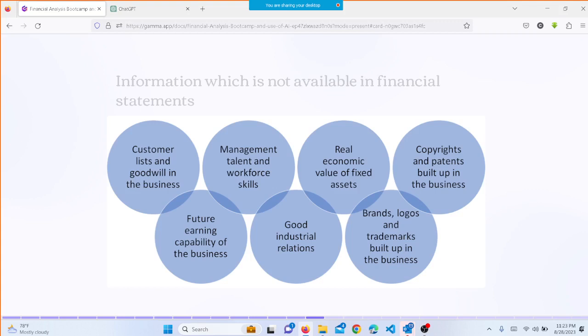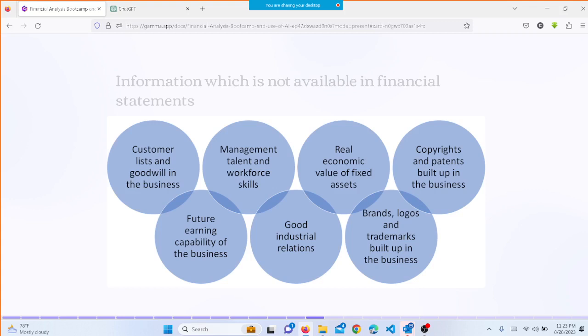So not every company wants to invest money into valuing the real value of the assets. That's why they keep it at historical value. But when you look at the balance sheet and the profit and loss, you may not realize what is the real value of the fixed assets they hold.